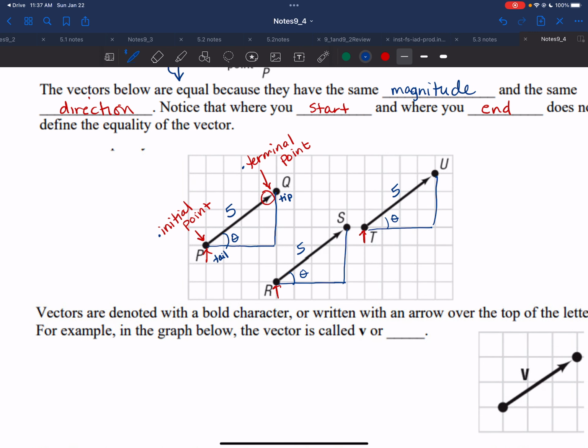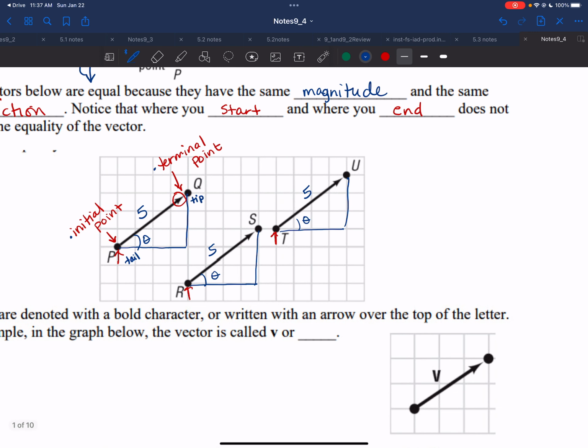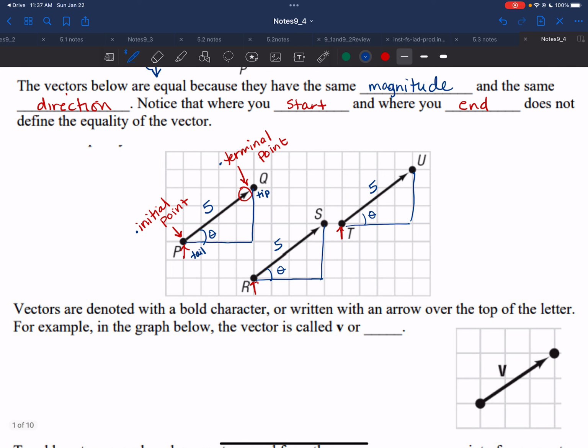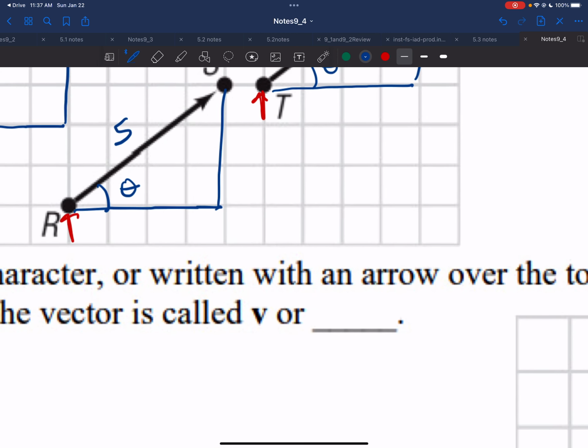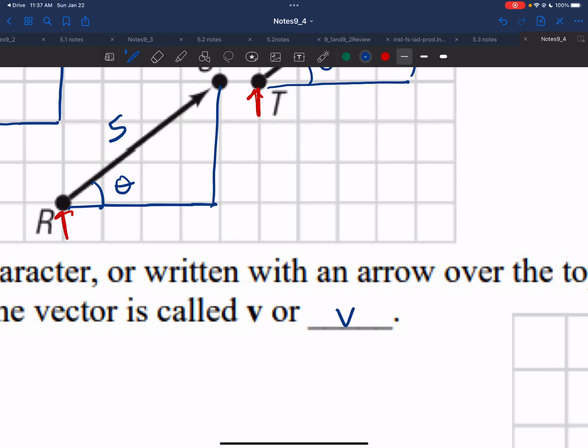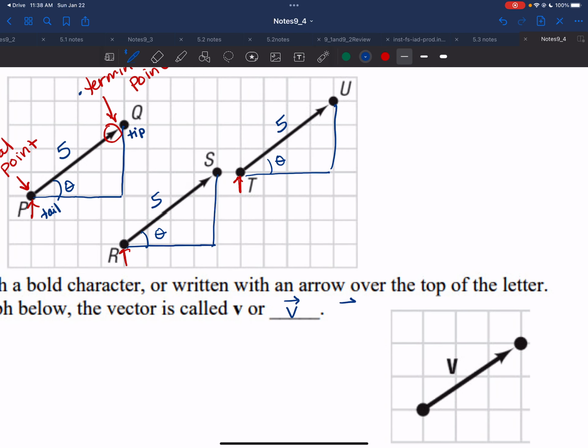Vectors are denoted with a bold character or written with an arrow over the top of the letter. For example, in the graph below, the vector is called V, which is bold, or we could say V with an arrow on the top. Now you can do a double arrow, or I should say both sides of the arrow. Often we just use one side because you don't want to encroach on the actual letter. This is just from a practical standpoint, and I don't know if as we go through the notes, they're going to have a different way of designating that.